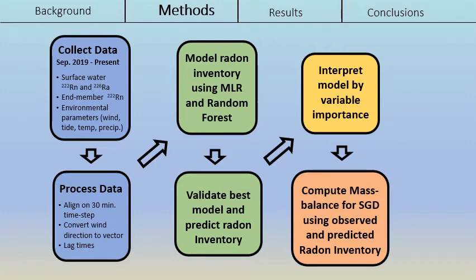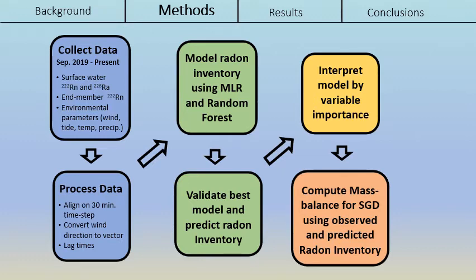So here's an overview of how this study was carried out. It began in September of 2019 with data collection. That's surface water Radon-222, end member Radon-222, environmental parameters, and then processing the data to get everything onto 30-minute time steps, as well as converting wind direction and vector, and adding lag times, manipulating variables to get a really thorough data set.